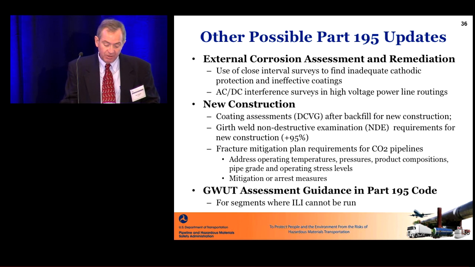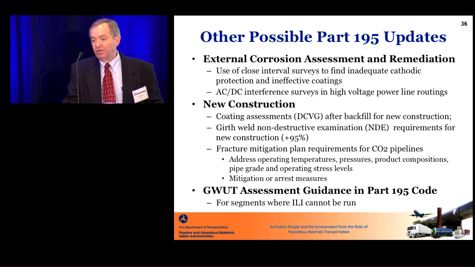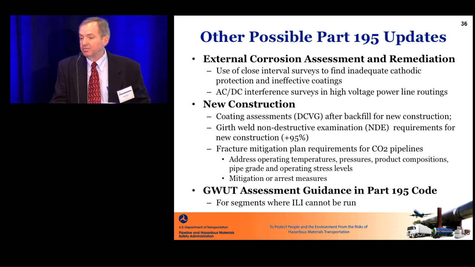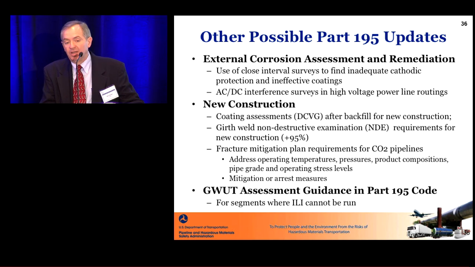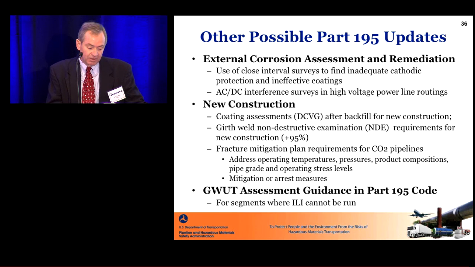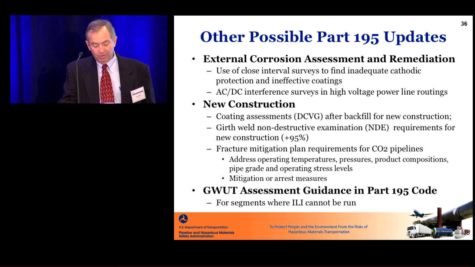And then new construction. After backfill on new construction, what type of coating assessments are you running? Are you running DCVG or some other type of coating assessment? We've seen on alternate MAOP pipelines full joints of pipe where the dozer has been run over the pipe and the operator had to go cut it out. So anyway, what should be done there? Girth weld and nondestructive examination requirements.